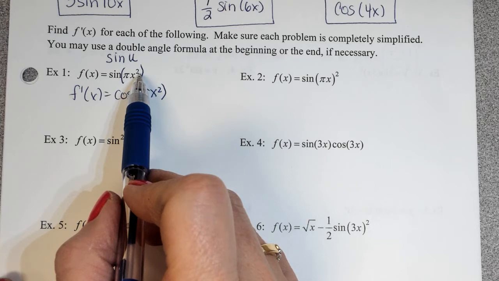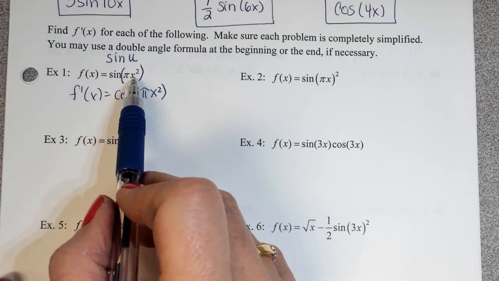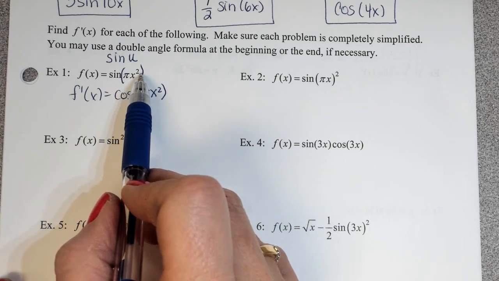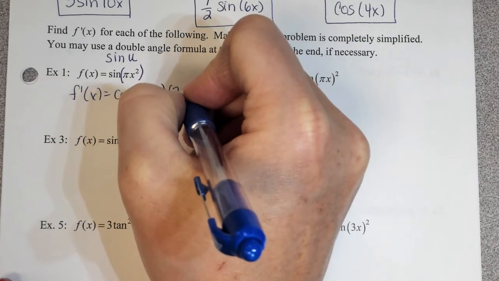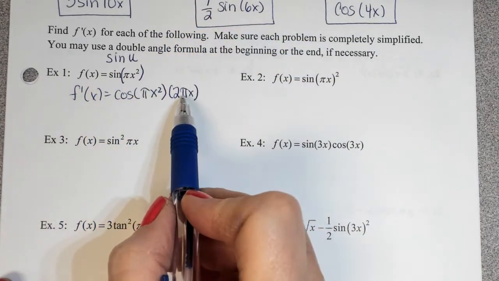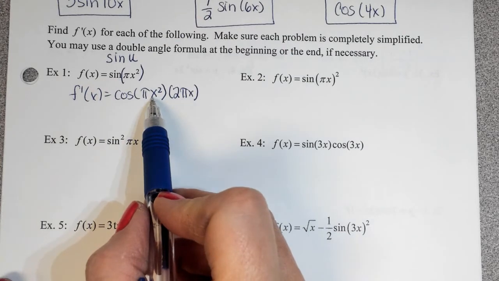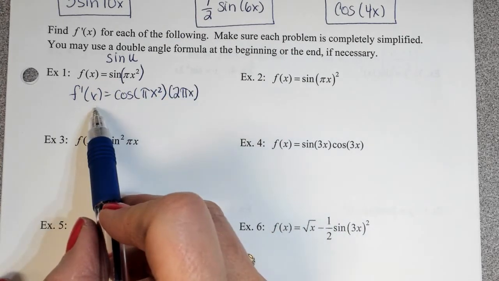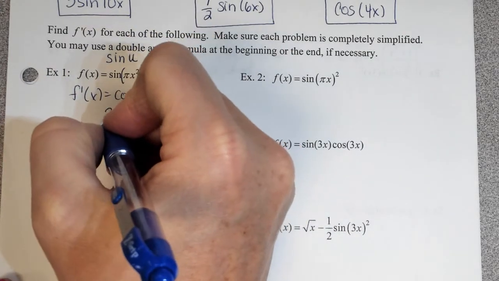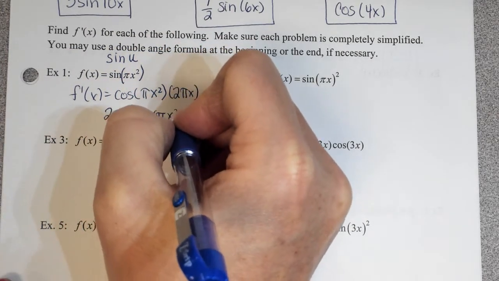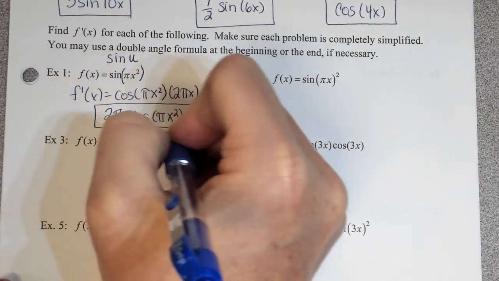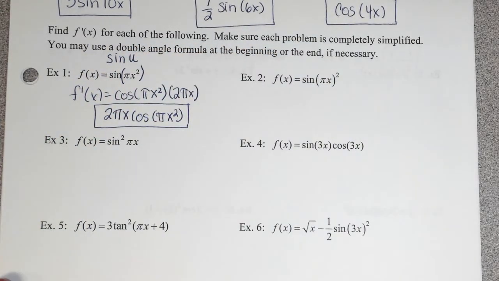Anybody know? We have to do the derivative of u, pi x squared, kx squared. Good job, 2 pi x. Do I multiply the 2 pi x times the angle, or does it become the coefficient? Coefficient. So I'm going to have 2 pi x cosine of pi x squared. That would be our derivative. We didn't have to use that double angle formula there.